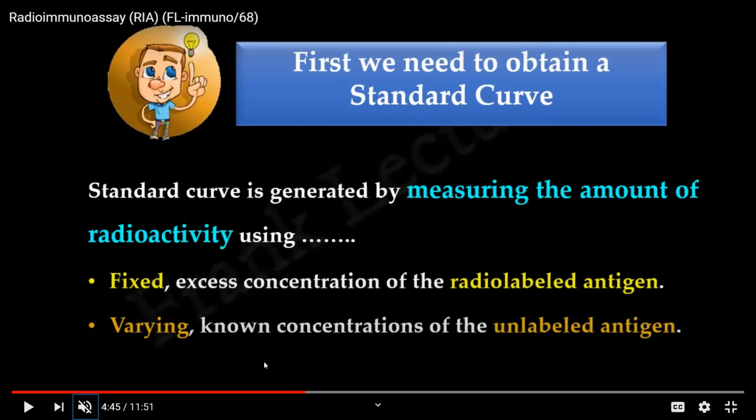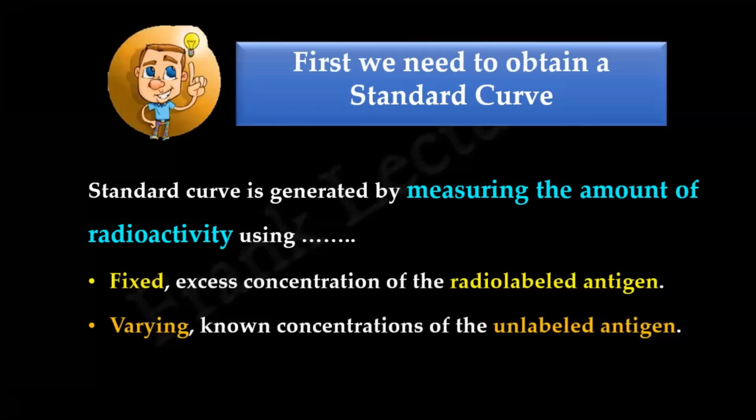For example, you take different amounts like 10, 20, 30. These are different numbers, so different concentrations, but known. That means you know that you are going to take 10 antigens in one well, then in the next well, you're going to take 20 antigens. So these are varying but known concentrations. These are the two things you need to take in order to measure the amount of radioactivity and then to generate the standard curve.